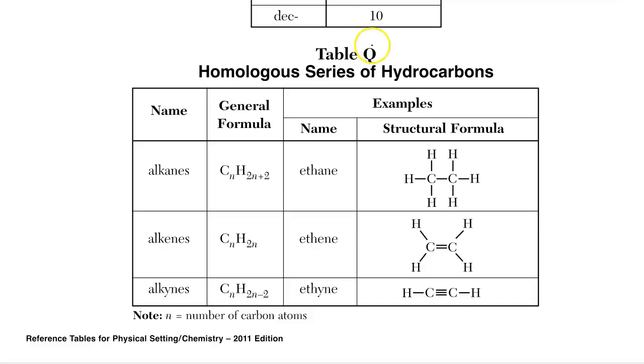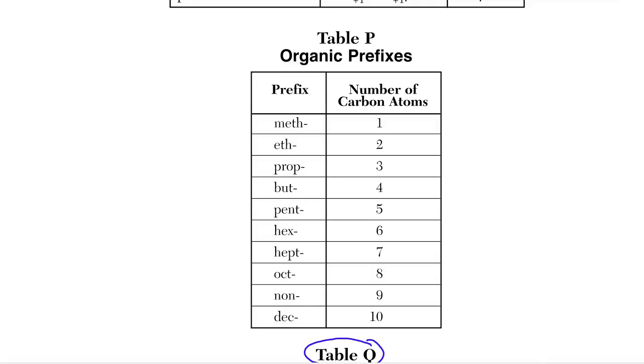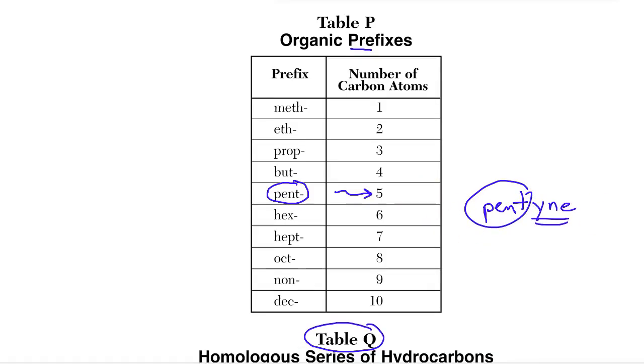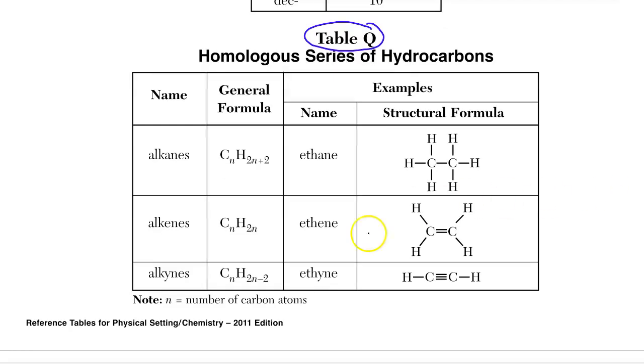So table Q is our friend, and like I just said, table P is our friend too for the prefix in that name. Notice it was pent. We don't need it for the problem, but that gives me 5 carbons. Now if you notice, it was a yne ending. Okay, so a yne ending tells me something about the bonds between the carbons. So the pentyne, the pent tells me how many carbons, and there are 5. And again, that was important for that question, but you may need it for something else. But the yne ending is telling me that there is a triple bond.